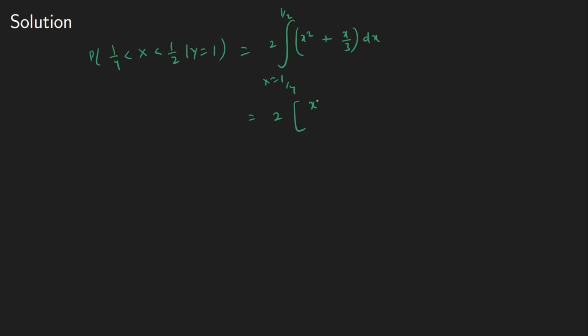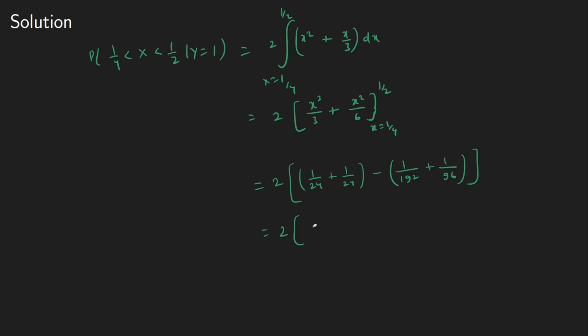So it will become x cubed by 3 plus x squared by 6, integrated from 1 by 4 to 1 by 2, which can be written as 2 times 1 by 24 plus 1 by 24, minus 1 by 192 plus 1 by 96. So it will be 1 by 12 minus 1 by 64.